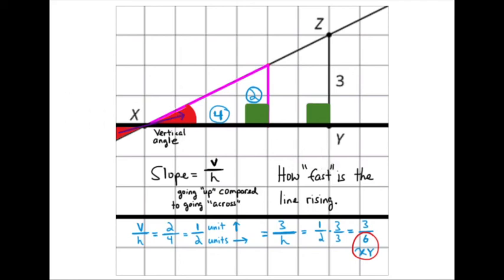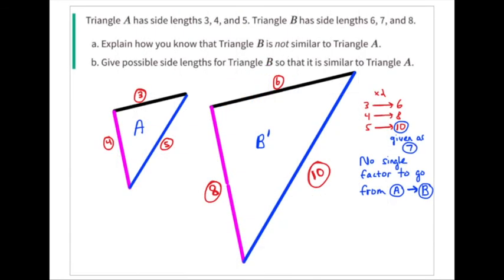Problem number 3, lesson 10. This is lesson 10, problem number 4. So you're given two triangles, triangle A, which has side lengths 3, 4, and 5. And I drew this in Docere, and I made these lengths approximately 3 units long, 4 units long, and 5 units long. And then triangle B that has side lengths 6, 7, and 8.